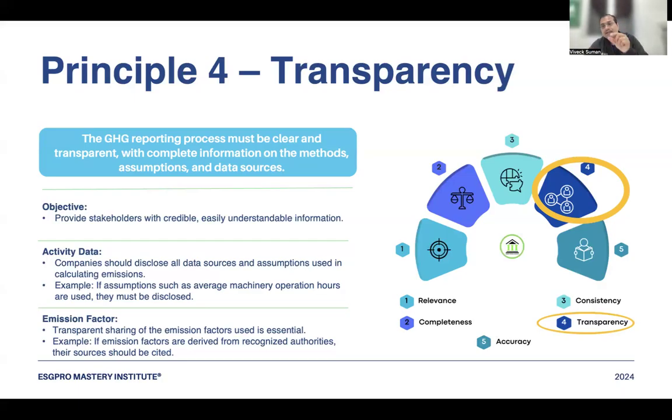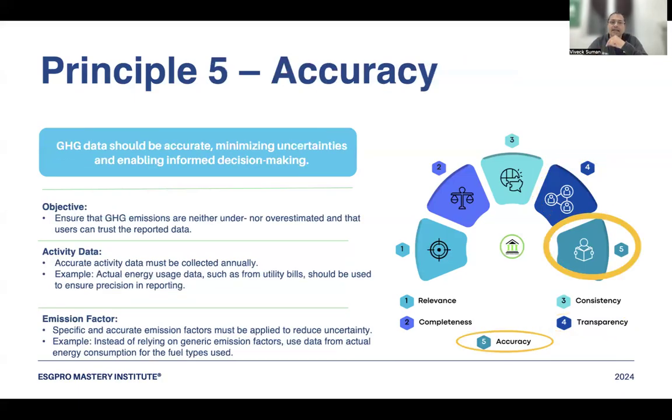So make sure that transparency is very clear and it comes from two parts. One is that you have produced credible stuff. Whatever you are producing in your carbon accounting has a linkage, has a paper trail. And secondly, it is easily understandable, right?